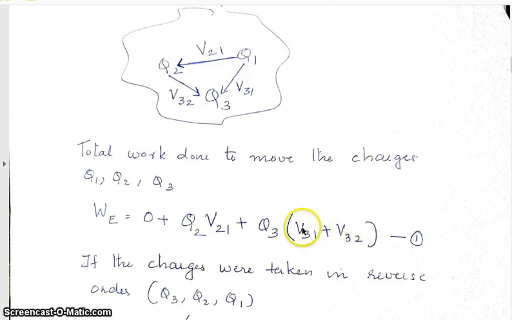So the total work done on moving the charge Q3 is Q3 into V31 plus V32, and when you add up you get the total work done. WE is equal to 0 plus Q2 into V21 plus Q3 into V31 plus V32. Now repeat: the first term denotes the work done in moving Q1, the second denotes the work done in moving Q2, and the third denotes the work done in moving Q3.